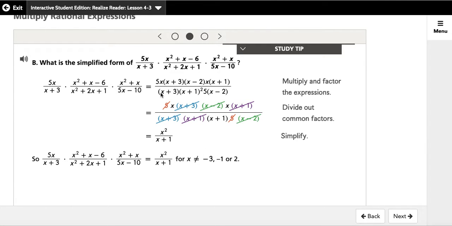Then they look for things that canceled out. There's a 5 there and a 5. Well, they used colors, so that might be easier. 5 there with that 5 there, the x minus 2 with the x minus 2, an x plus 1 and an x plus 1, an x plus 3 and an x plus 3.